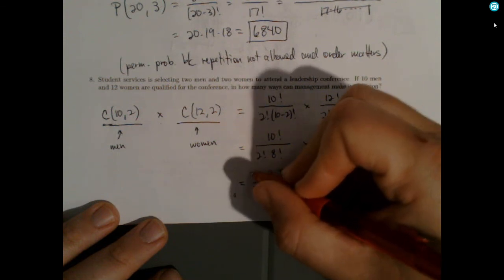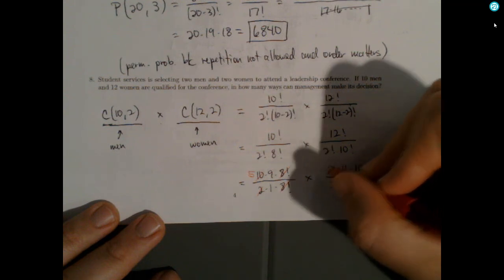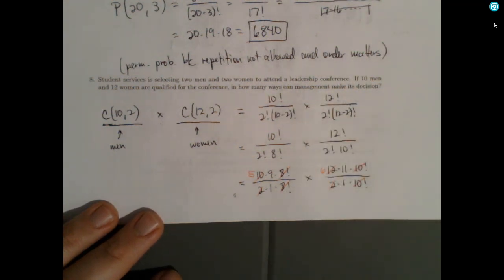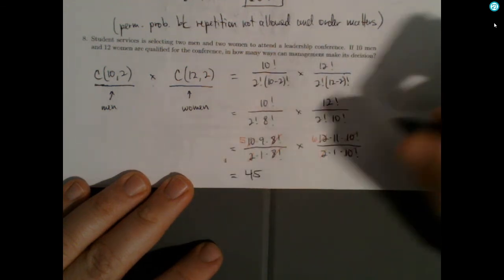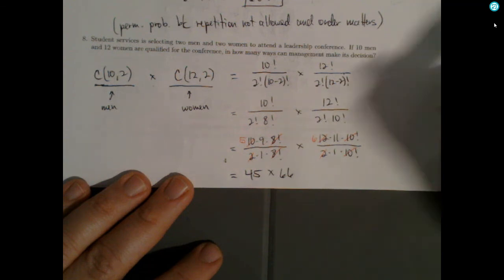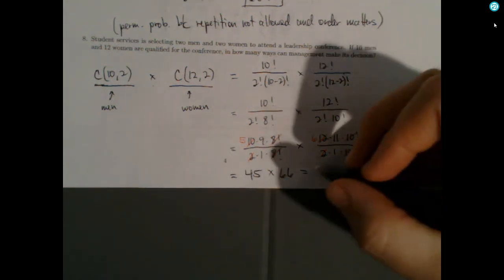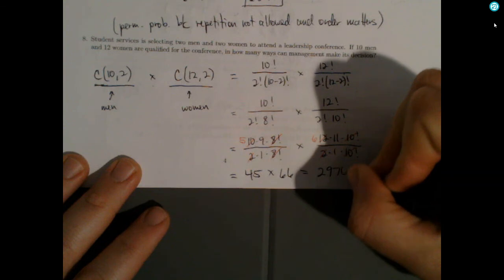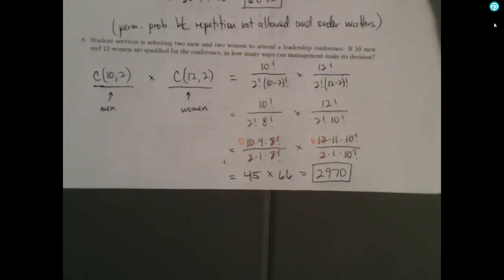The 2 here cancels the 2 there and leaves a 5. These cancel. The 2 there cancels the 2 there and leaves a 6. So we're left with 5 times 9, which is 45. And here we're left with 6 times 11, which is 66. And 45 times 66 is 2,970 different possible ways that you could select the people to send to the conference.